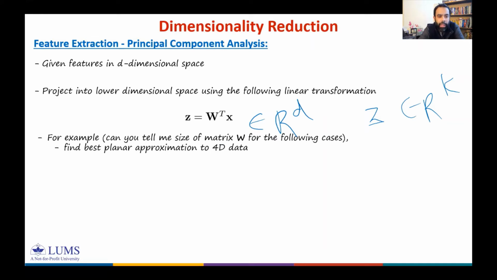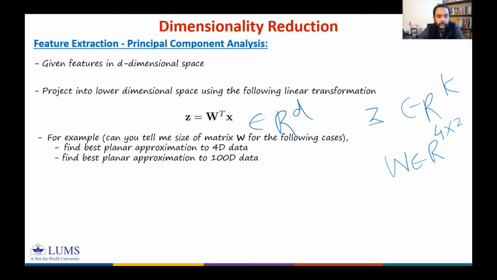So we want to find the best planar approximation to 4D data. What is the size of W? So Z belongs to R^K, X belongs to R^D. What about W? W should be the size of your data, D, which is in this case 4, right? So W belongs to R^(4 x 2), and W transpose would belong to R^(2 x 4), right?